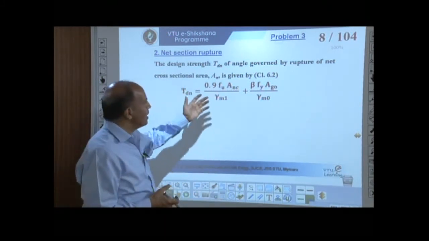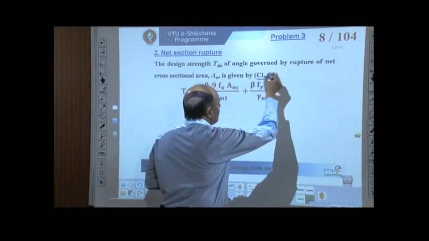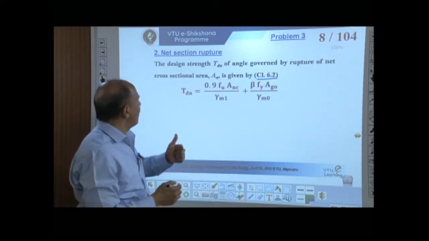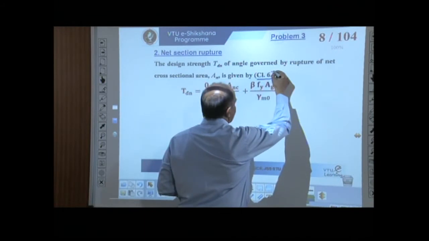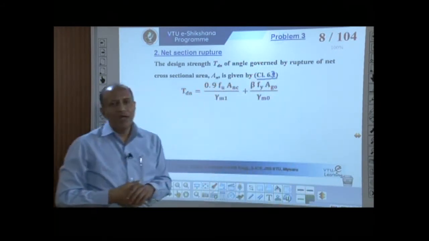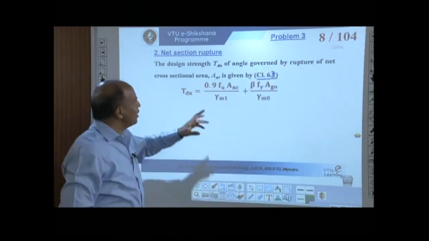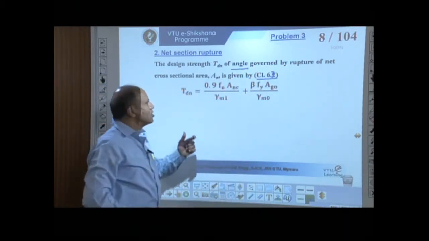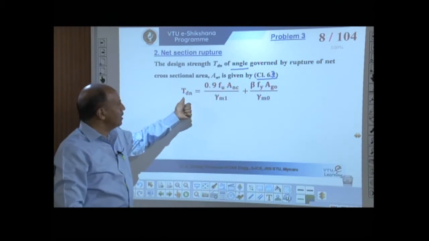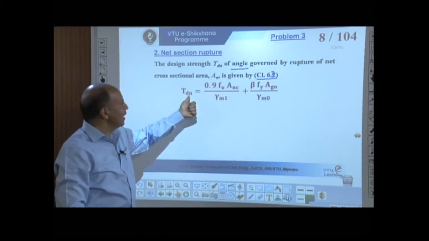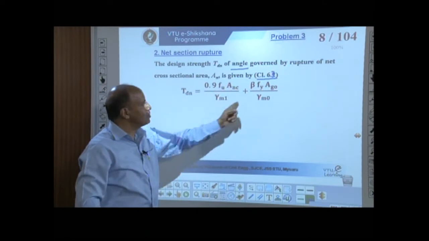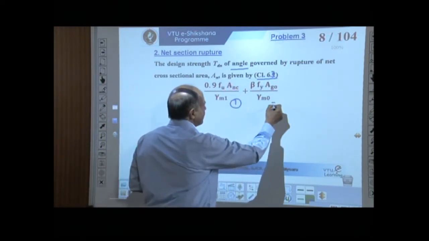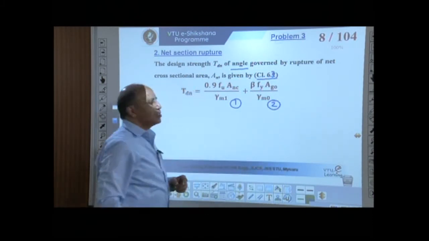When we talk about the net section rupture, it is based on clause 6.2. I'm sorry, it should be 6.3, if I'm correct. Now in this particular case, especially for angles, you need to understand that we use this particular formula: Tdn, that is the design strength due to net rupture, equal to, there are two terms that we have here. This is the first term and that is the second term. Let us notice this properly.